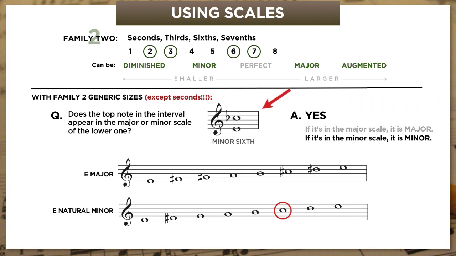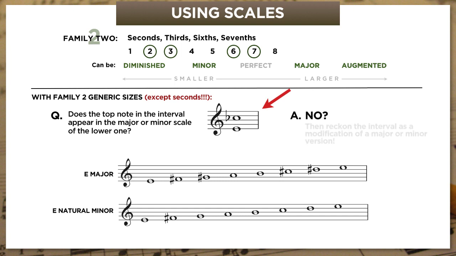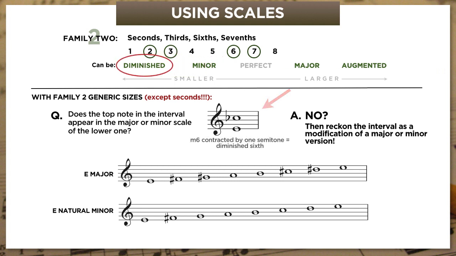And once again, if the answer is no, if, for instance, I gave you this E to C flat interval, hopefully you know fairly quickly C flat is not in E major and it's not in E minor. So once again, we have to reckon the interval as a modification of some familiar minor or major interval. So in this case, I'd give you E and C flat, and you'd say, well, E to C, I know C is in E minor. So E to C is a minor sixth, but by flattening the top note, we're making it smaller. Minor made smaller becomes diminished. So this is a diminished sixth.